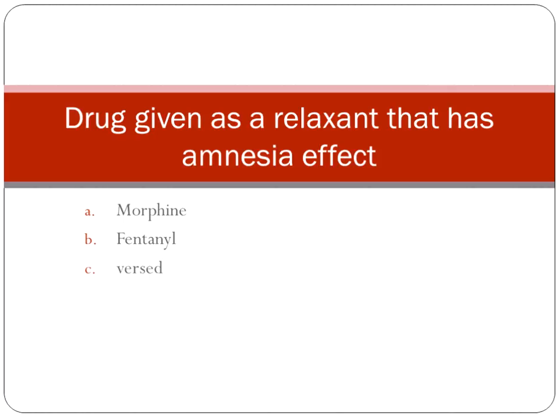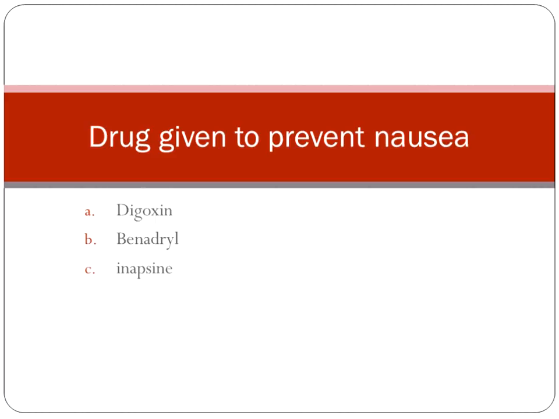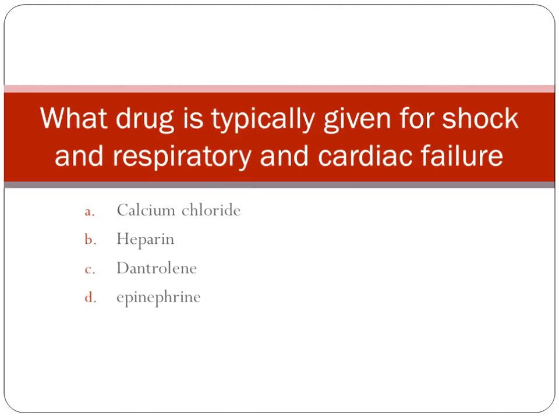Which drug is given as a relaxant that also has an amnesia effect? Which of the following drugs is given to prevent nausea? Also can be a relaxant. Which drug is typically given for shock and respiratory and cardiac failure? And that concludes our questioning.